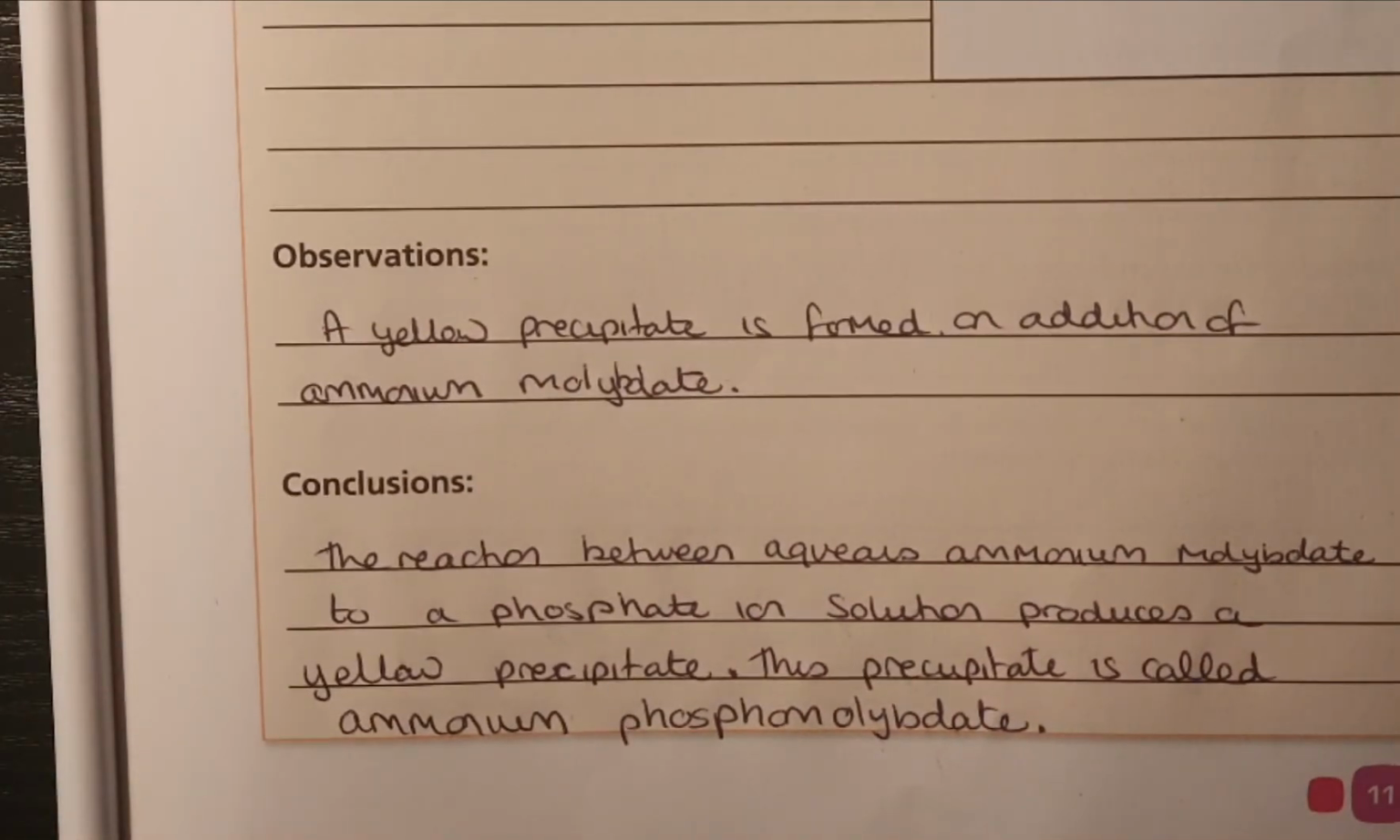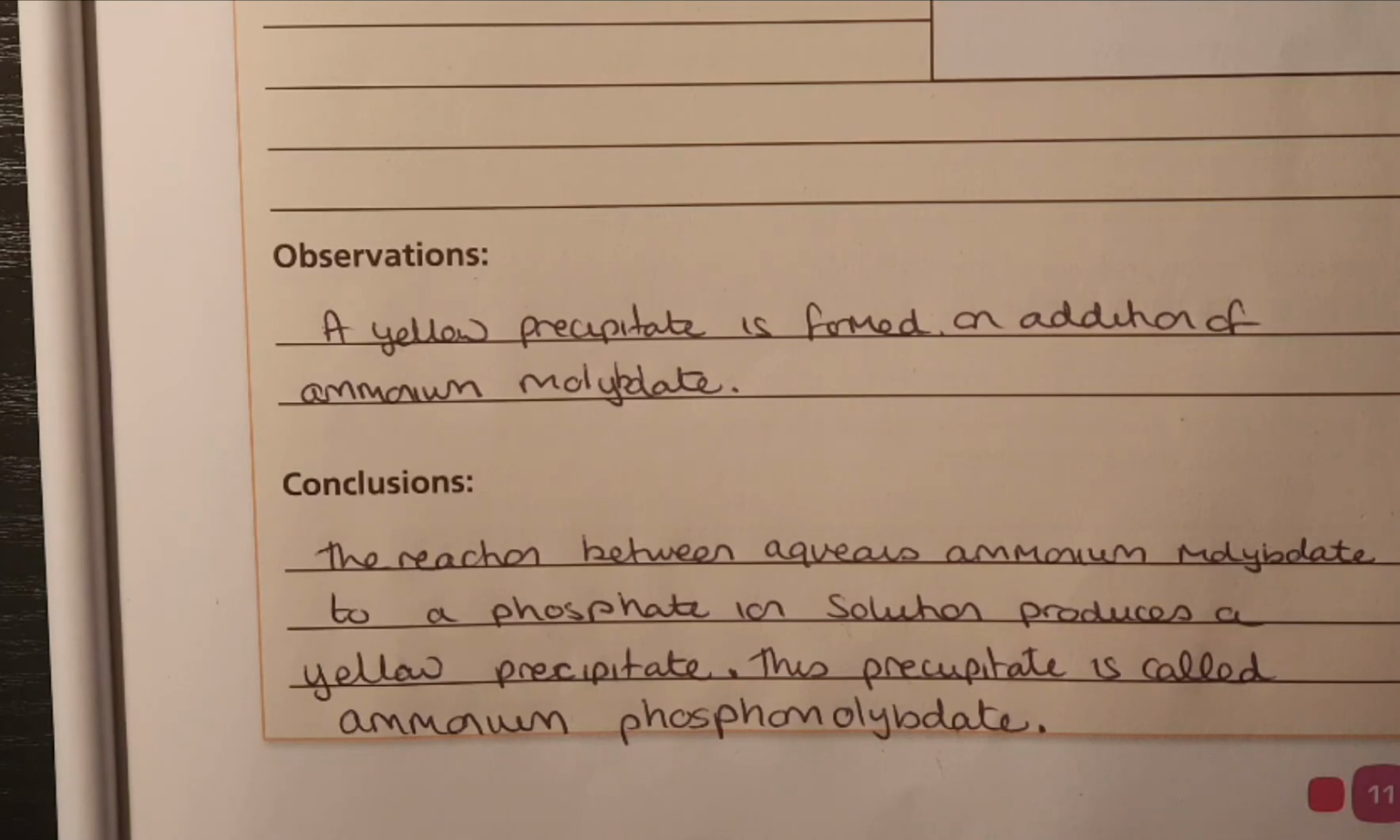The last one was the phosphate. Okay, so we added in our chemicals and we saw that a yellow precipitate was formed this time on the addition of our ammonium molybdate, and the reaction between the aqueous ammonium molybdate to a phosphate ion solution produced the yellow precipitate.